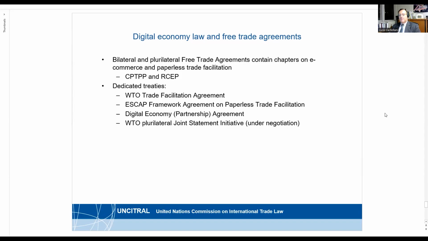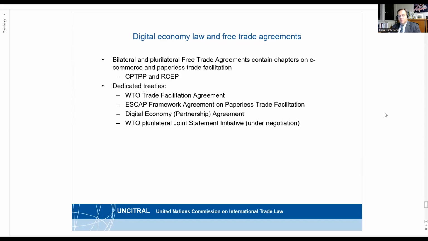Then we have specific agreements. One is from the Economic and Social Commission for Asia and the Pacific of the United Nations, the Framework Agreement on Cross-Border Paperless Trade Facilitation. Again, a treaty that is based on legal, technical considerations, but also on capacity building. We have the Digital Economy Agreements, or Digital Economy Partnership Agreements, also called, promoted by Singapore and concluded with a number of countries like Australia, New Zealand, Chile, United Kingdom. It's now in discussions with South Korea, with Canada, with China.